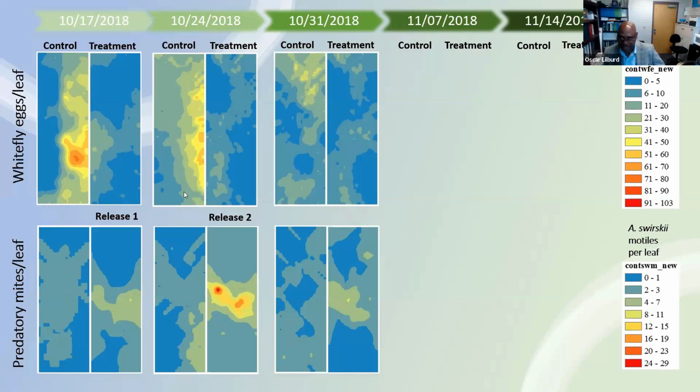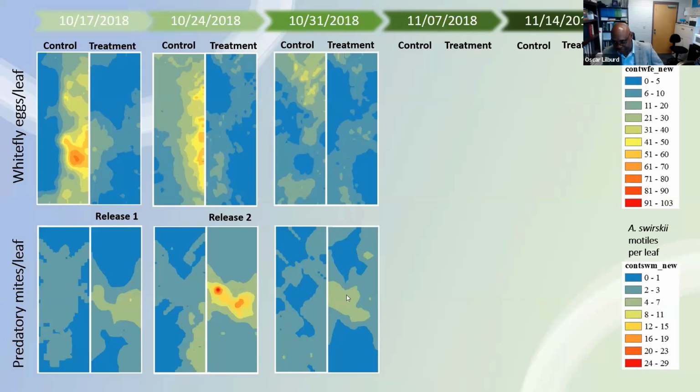But as we continue to sample, like the second sampling period, which is 10/24, you realize that the number of whitefly eggs started to decrease. And when you look at the predatory mites, you realize in the treatment that they started to get established. And if you look all the way down to about the third sampling, you realize that both the control and the treatment are not showing much. The reason for this is what I explained earlier: some of the predatory mites were so aggressive that they made it all the way over to the control.